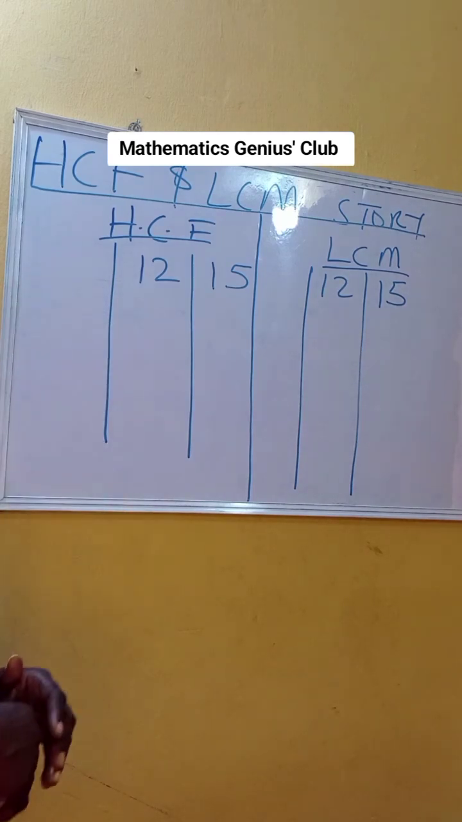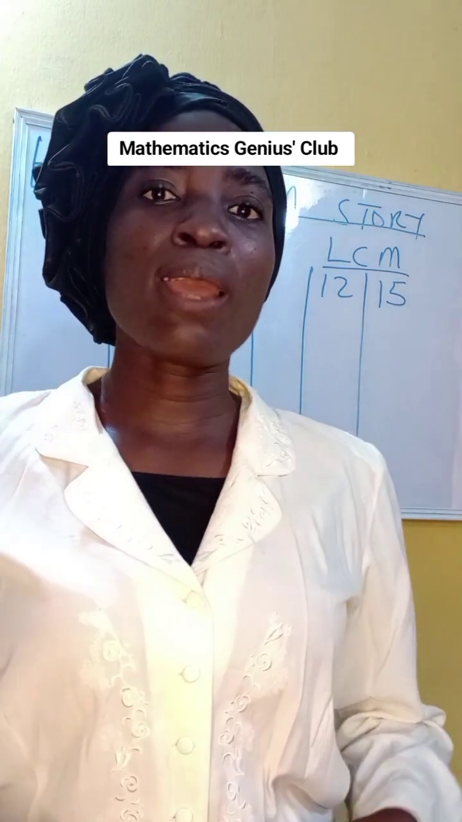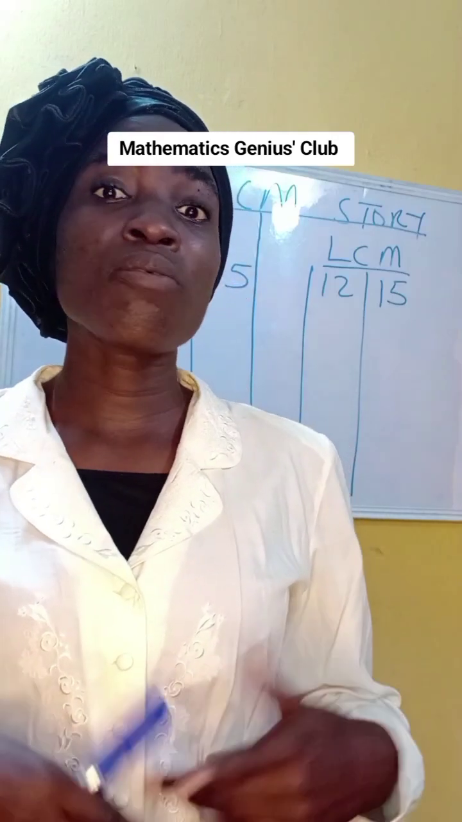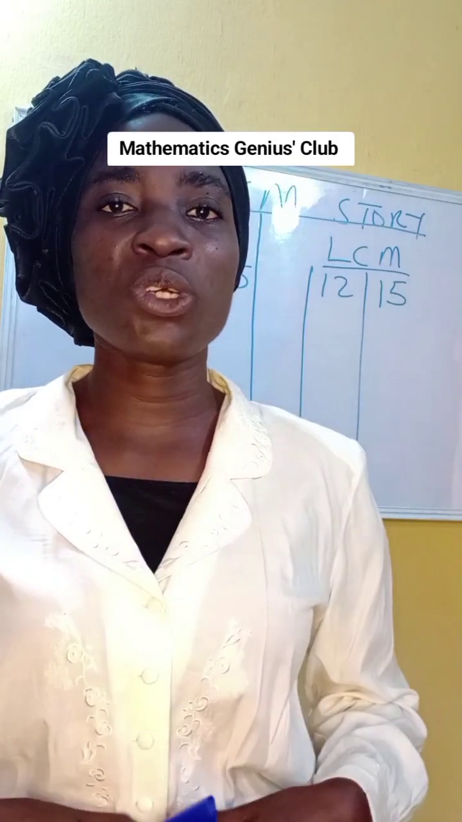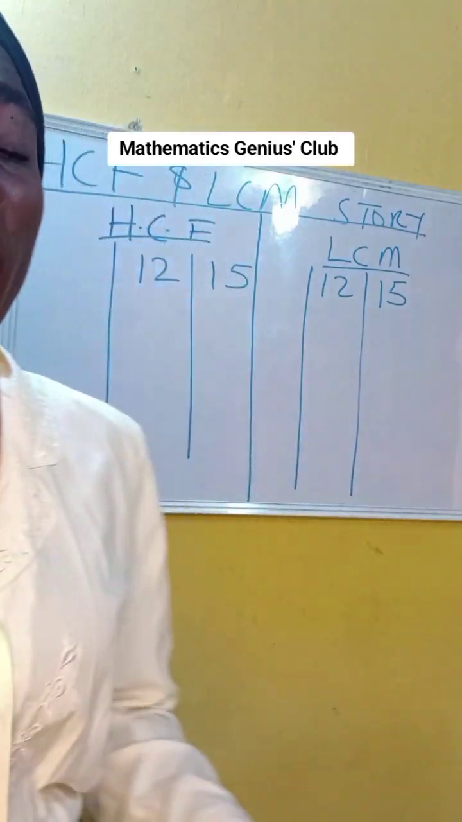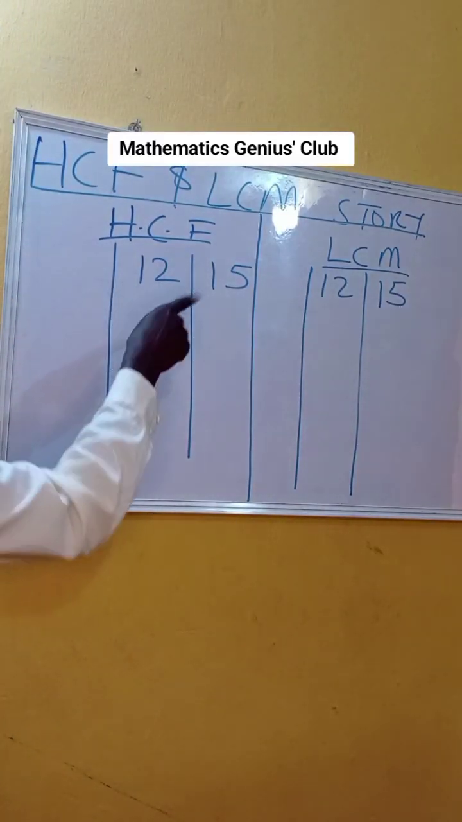The HCF slaves, they refused to work together. They kept insisting on their rights and kept saying, "I must go first." And eventually, not all of them got free. But the LCM slaves, they supported each other. When one is going, the other waits. So let me explain what I mean with these numbers. So 12 and 15 are the slaves.